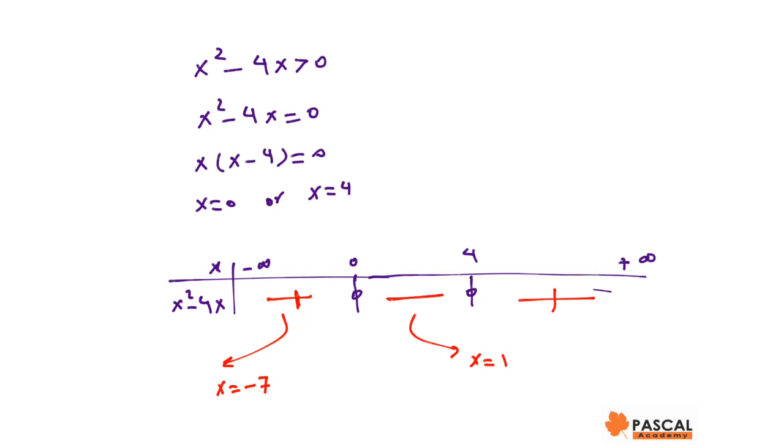Therefore, x squared minus 4x is positive when x is less than 0. It is negative when x is between 0 and 4. And it is positive when x is more than 4. That means the solution set of the given inequality is from negative infinity to 0, or from 4 to positive infinity.